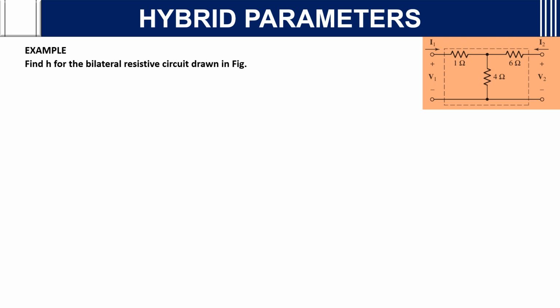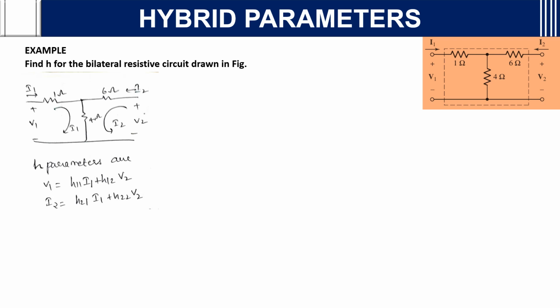We'll see some of the problems. If you see, there is a two-port network. These kinds of networks have been done for all the parameters. For the hybrid parameters also we will do this. How will we do it? First you assume the mesh currents, that is I1, I2. Then the H parameters, you know. If you remember these equations, it will become easy compared to remembering the formula.